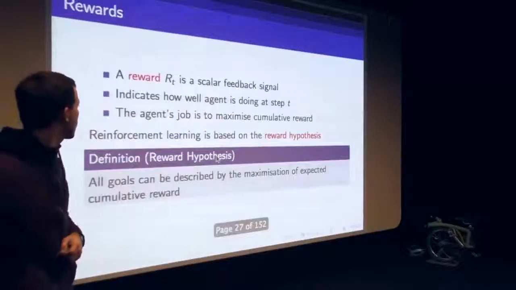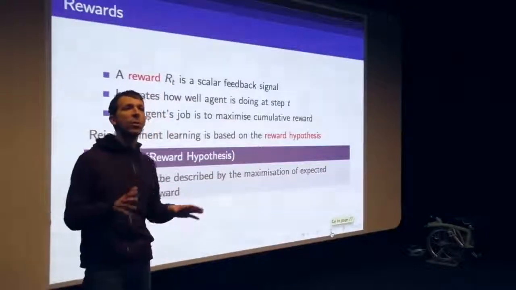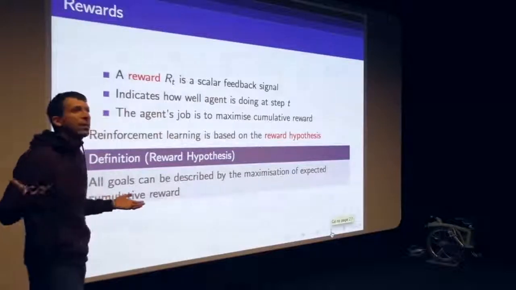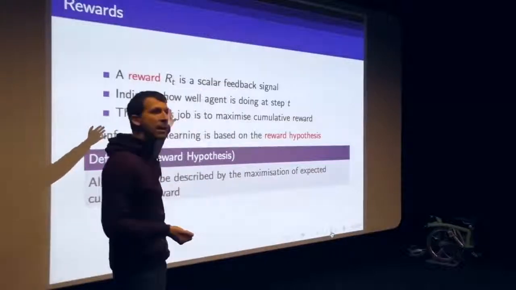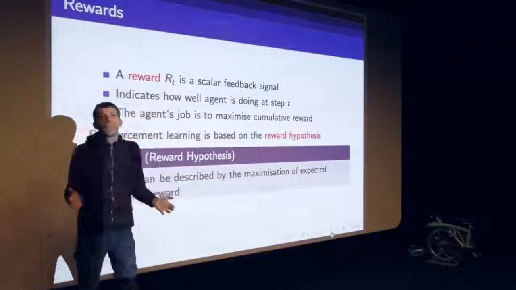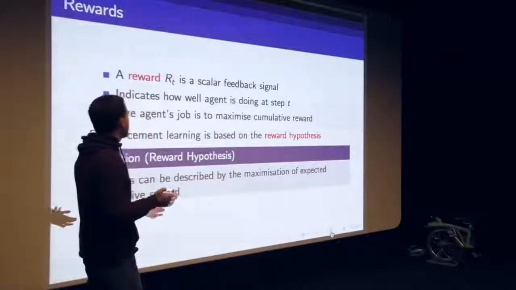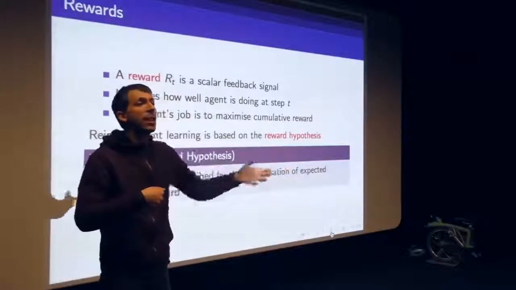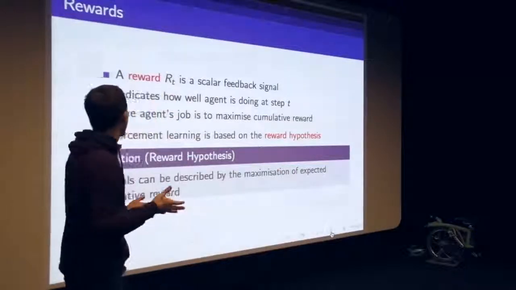Right. Okay, so the RL problem. One of the most fundamental quantities in reinforcement learning is the idea of rewards. So a reward, what is it? Well, it's just a number. It's a scalar feedback signal, this random variable R_t. At every time step t, we define this feedback signal R_t, saying how well the agent is doing at that time step. And the job of the agent is to sum up these R_t and get as much reward as possible in total. That's the agent's goal.